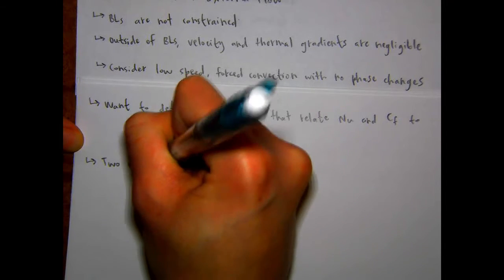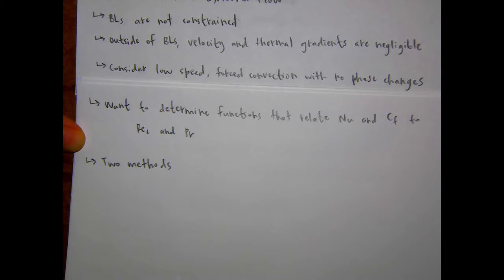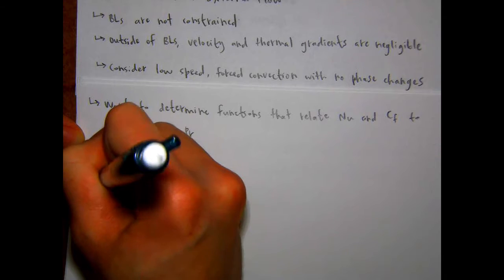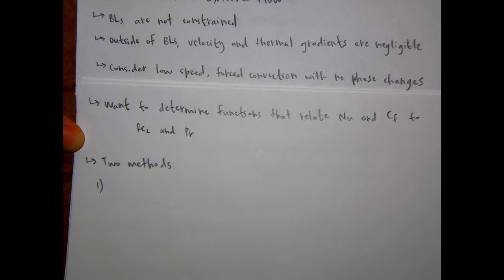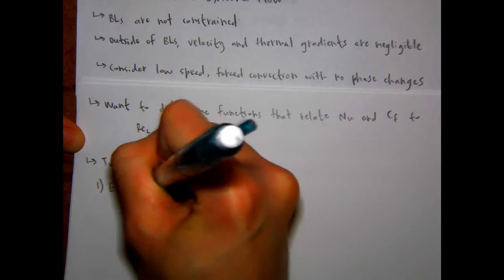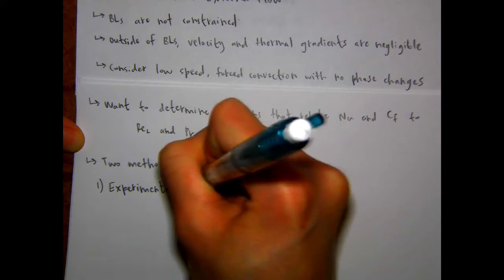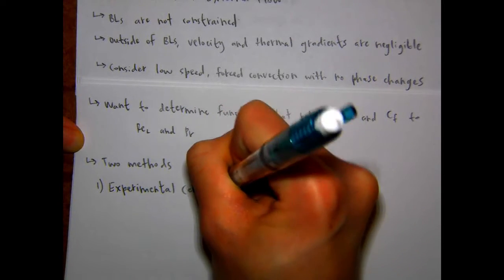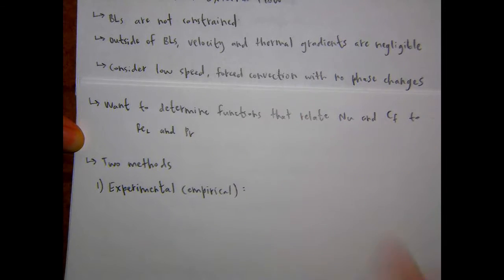And there are two primary methods of doing this. The first one, which we'll mostly focus on, is experimental or empirical. So remember, we're trying to specify a geometry and then figure out these functions that allow us to calculate the Nusselt number and the friction coefficient for that geometry for any fluid, any flow speed, any geometric scale of that geometry.